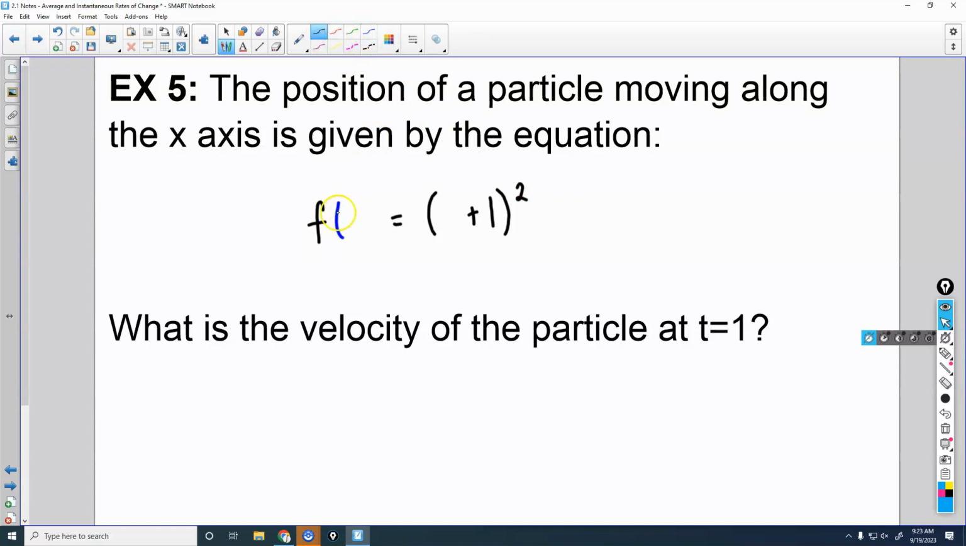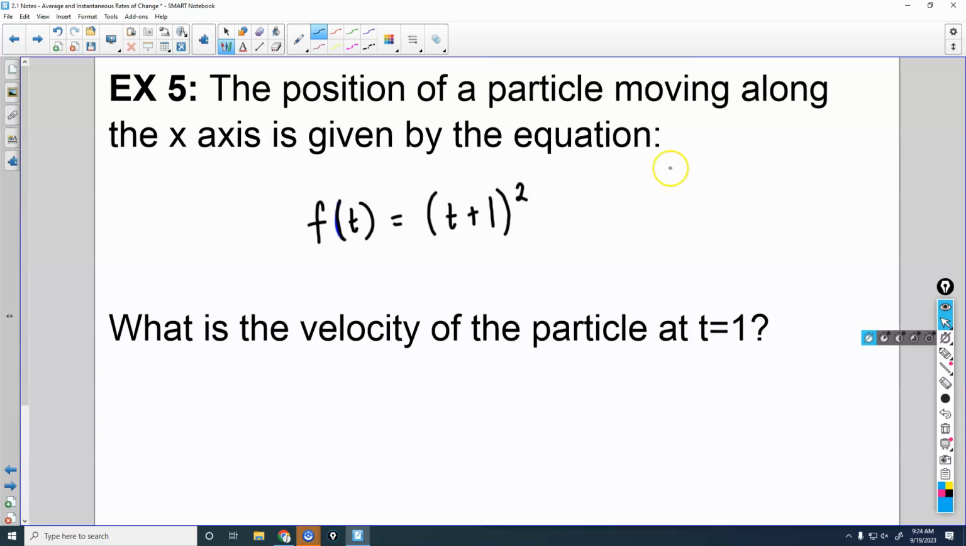They would probably use t's because you're looking at the position of the particle at a time. So I think you'd be more likely to see it with t's. It could be with x's, but probably t's. Okay? And so what is the velocity of the particle at t equals 1?